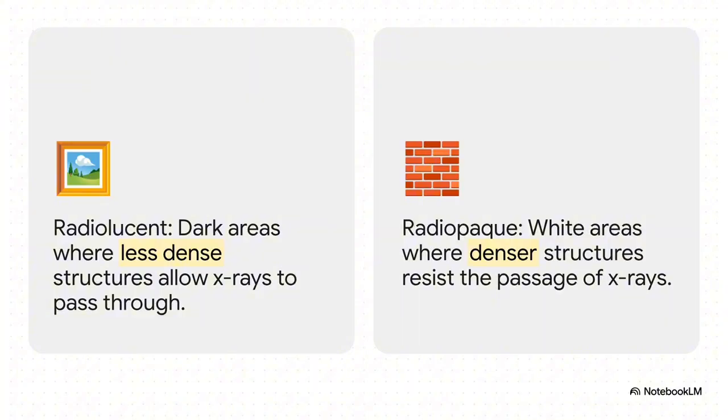Now think of it this way. Radiolucent areas are kind of like windows. They're less dense, so the X-ray beams pass right through them, and that makes them look dark or black on the film. Radiopaque structures, on the other hand, they're like walls. They're super dense, they block the X-rays, and so they show up as light or white.